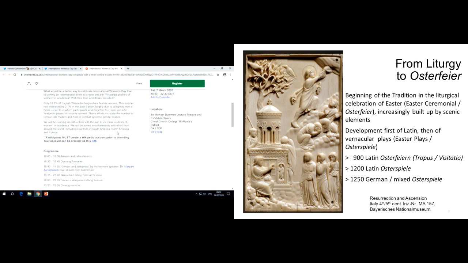So it's three imperatives. Venite, come. Videte, see. And then dicite, tell. And in a way, that's what the Easter plays all do. They encourage people to come to see them for themselves and then to go out and announce the good news to the wider world.